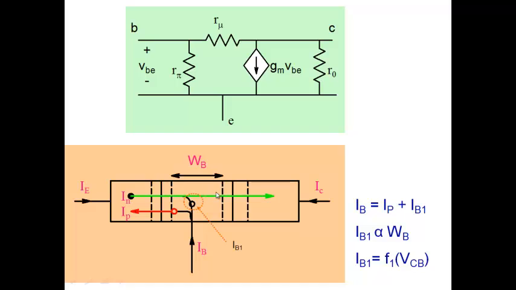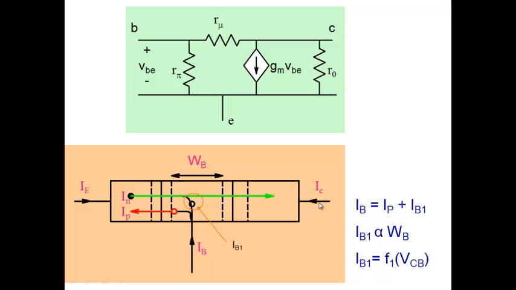The longer the base is, the more chances are that the electron injected recombines with the holes here. So IB that you see here will be proportional to the neutral base region. Now note that as I change my collector voltage, we have said that the depletion region becomes larger, and therefore my base width changes. So now you see how my base current is becoming a function of collector voltage.